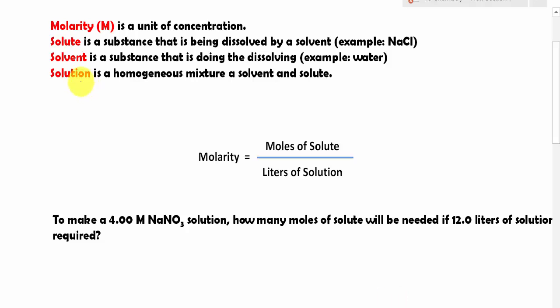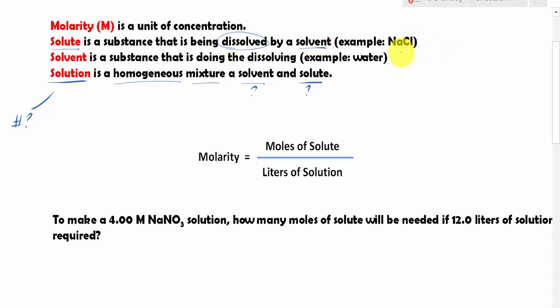In this lesson, we are going to learn about looking at a solution quantitatively, and that is how we quantify a substance in a solution. So what is a solution? A solution is basically a homogeneous mixture of a solvent and a solute. But wait a minute, what is a solvent and a solute? A solute is a substance that is being dissolved by a solvent.